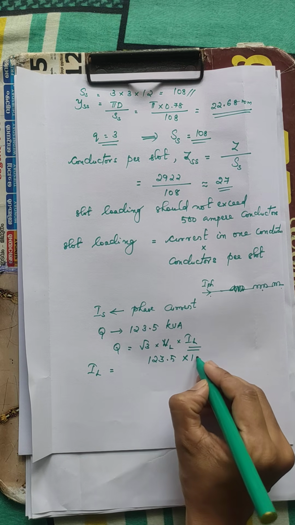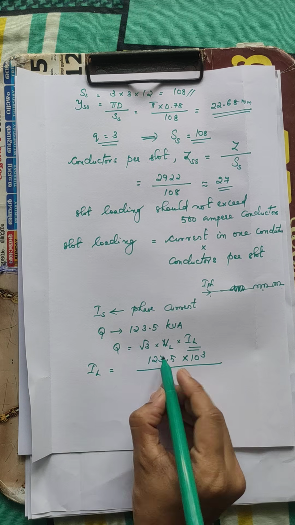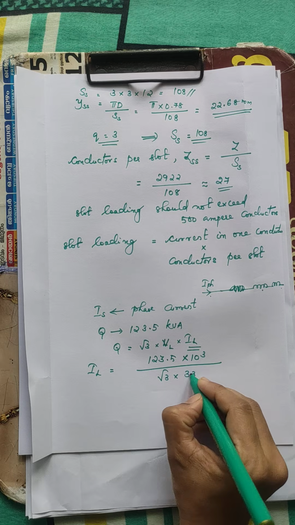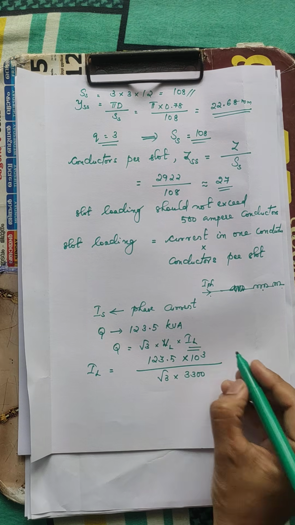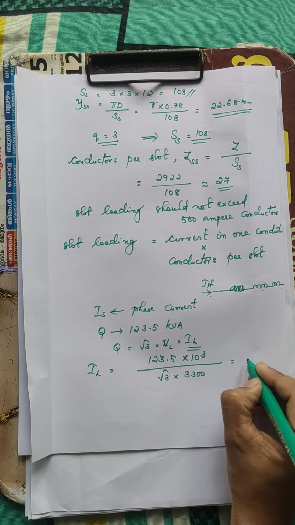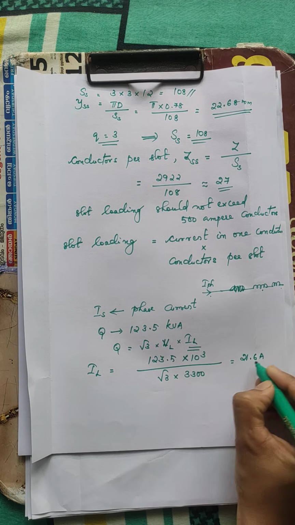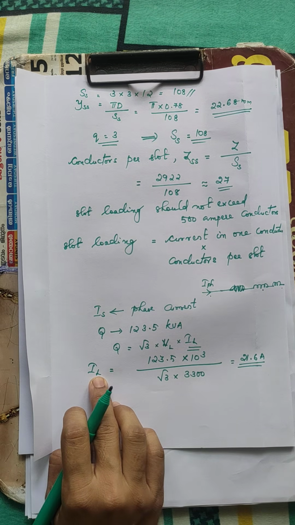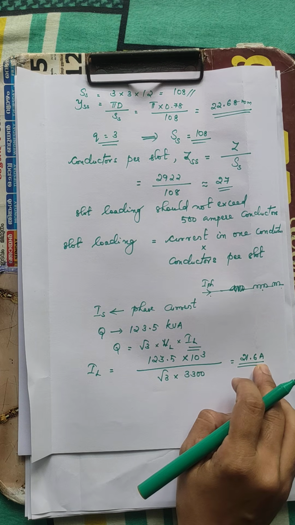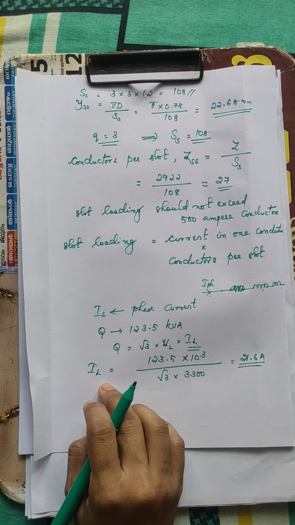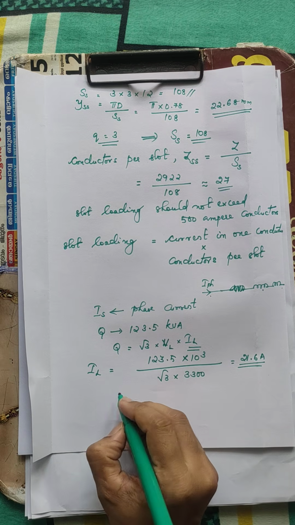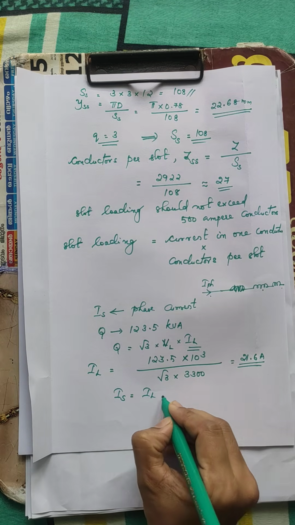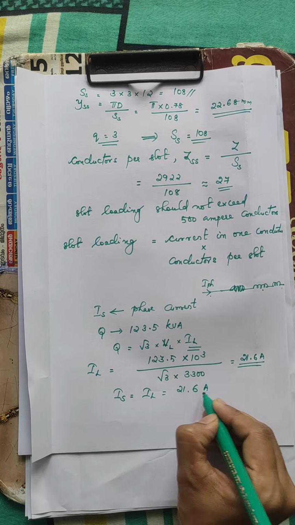So 123.5 into 10 raised to 3 divided by root 3 into the line voltage 3300. The answer will be 21.6 amperes. So the line value of stator current IL is 21.6. Here in this question it is given that the stator is star connected. So we have the phase current Is equal to IL, which is equal to 21.6 ampere.